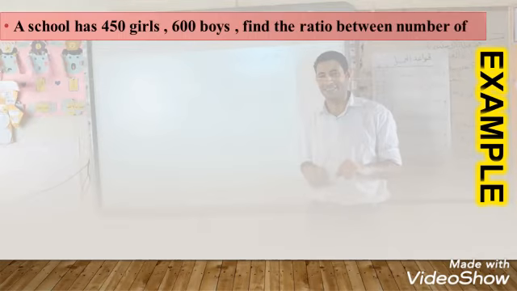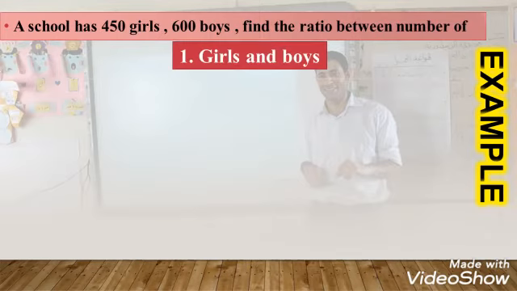For example, a school has 450 girls, 600 boys. Find the ratio between number of girls and boys. Then the ratio which we want to calculate is between girls and boys. We must note the order here.